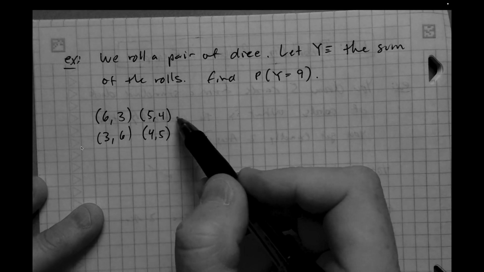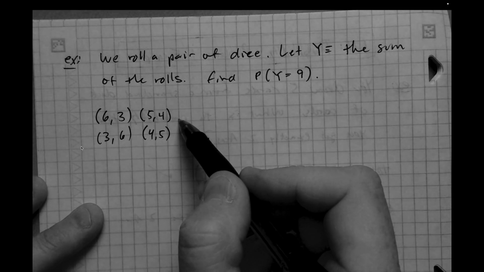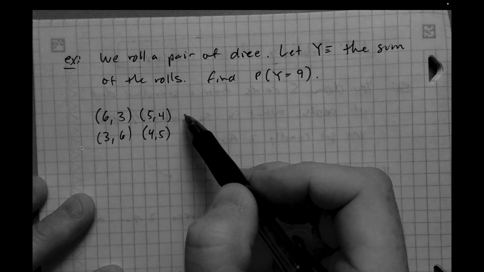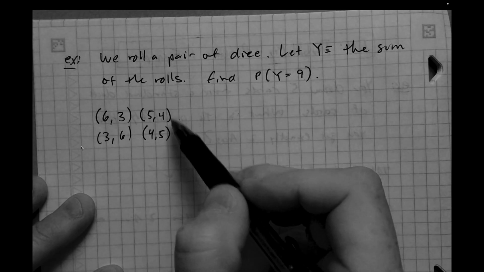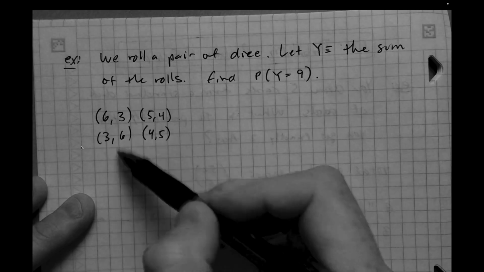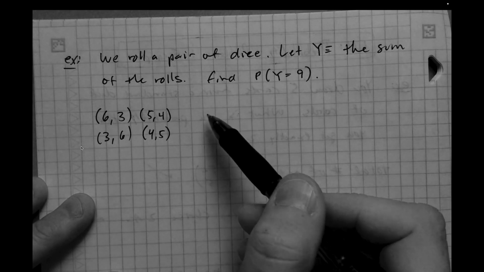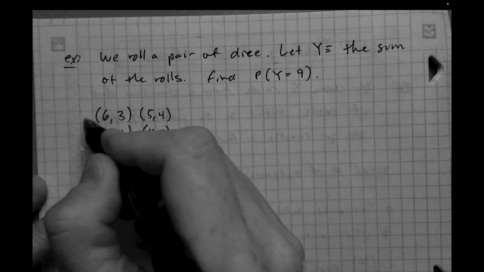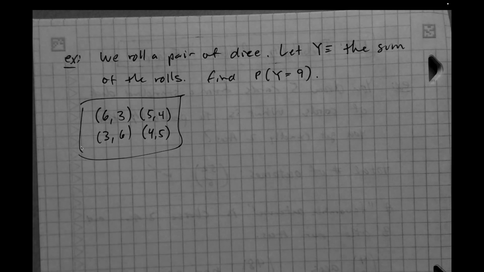If I go down to 4, well, the only number that adds up to 9 would be 5, so I already have that. If you go down to 3, the only thing you can add to 3 to get to 9 is the 6, and I already have that. If I go down to 2, then I'm too small. 2 plus 6 is 8, so I can't get to 9. All right, so really these are the only 4 outcomes that will result in the random variable, the sum of the two, being equal to 9.